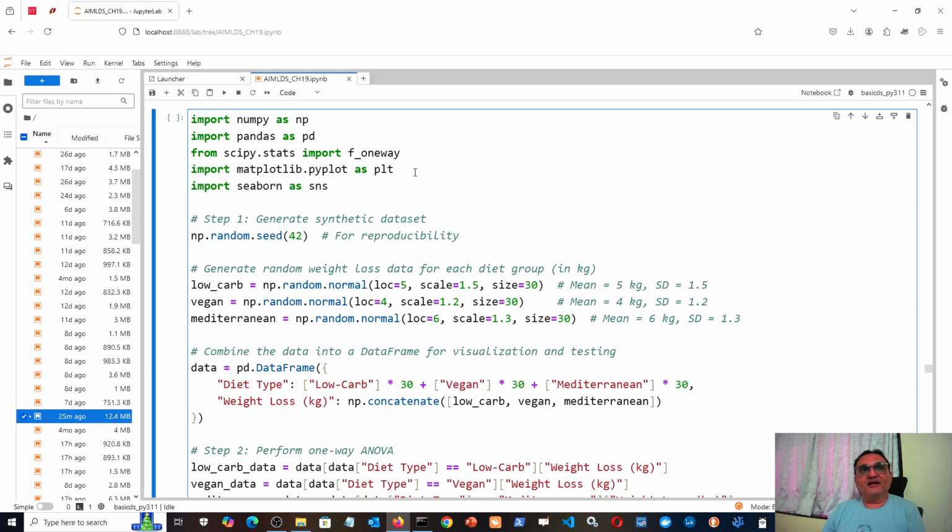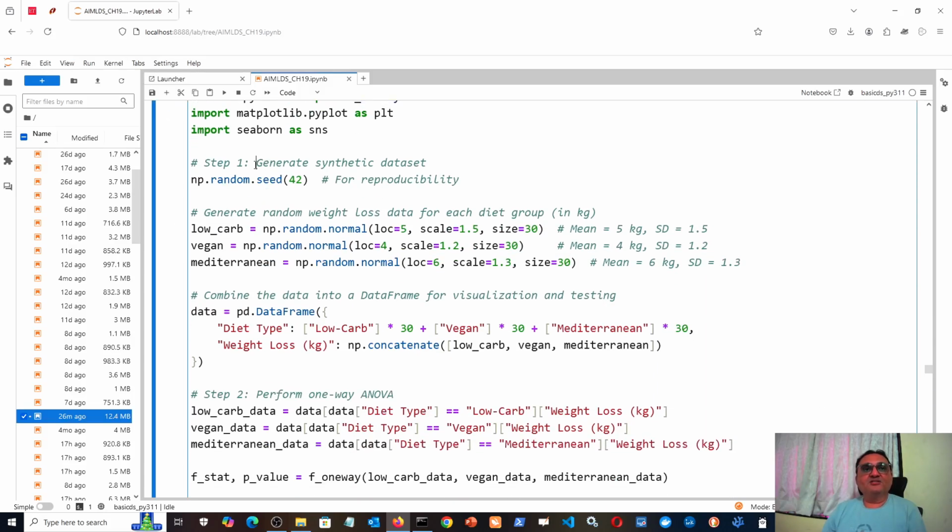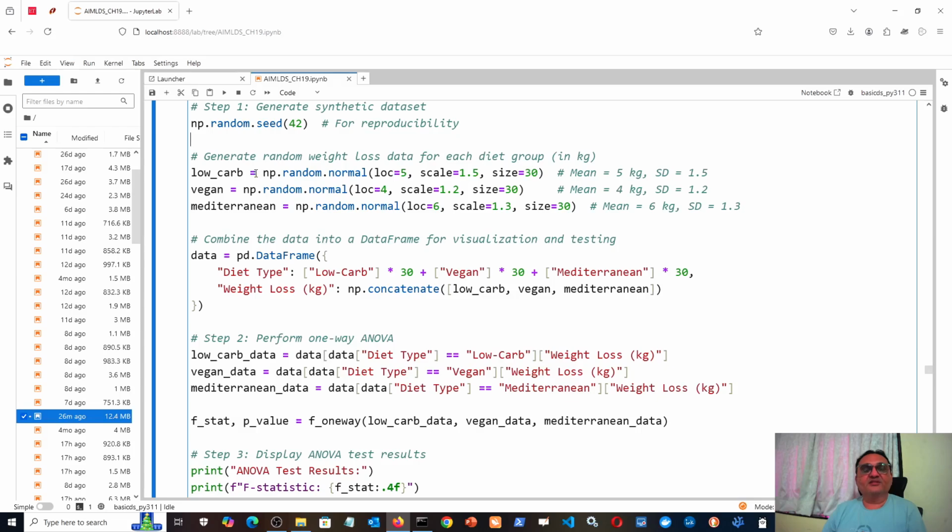NumPy is imported, Pandas, Matplotlib, and Seaborn. Only this line is new: from scipy.stats import f_oneway. F test, it is often called. So f_oneway, that is one-way ANOVA, right? Now generate a synthetic data set with this random seed. So let us take some data sets for weight loss with a low carb diet, weight loss with a vegan diet, and weight loss with a Mediterranean diet.